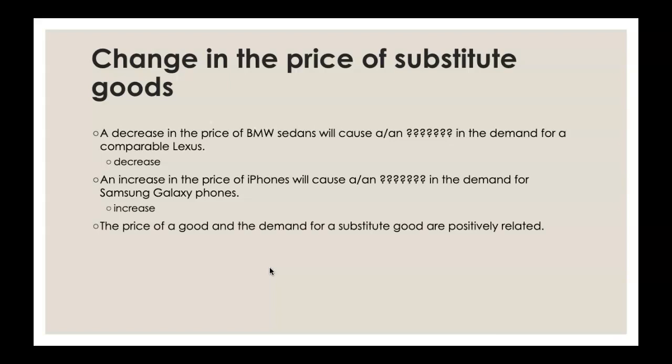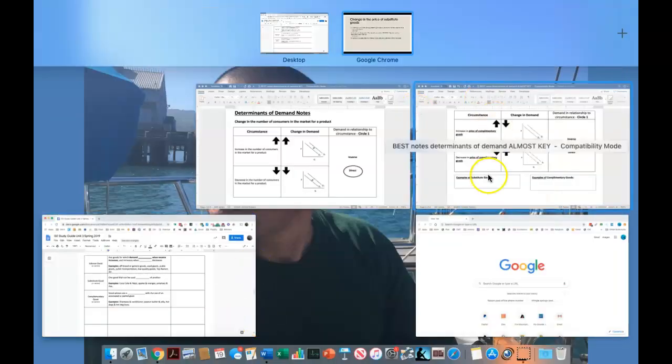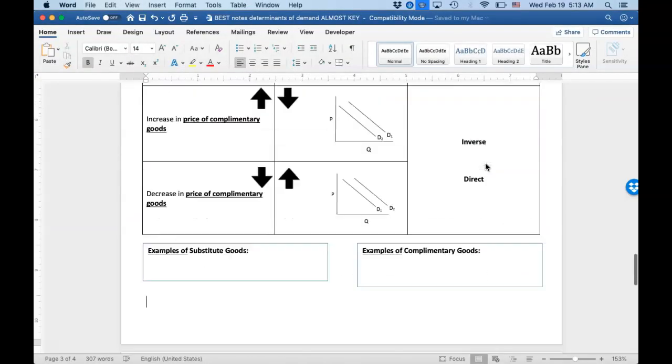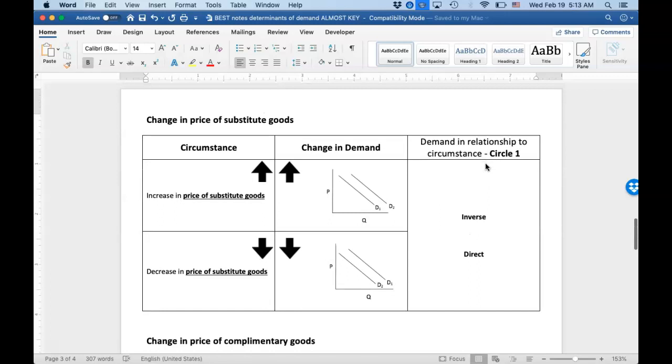Price of a good and the demand for a substitute good are positively related. So you need to indicate that in your study guide where you're deciding whether they're inversely or directly related. So substitute goods, they're directly related.